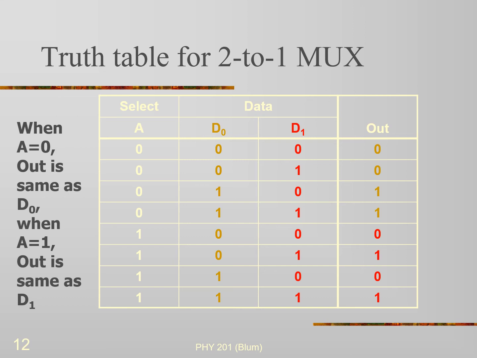When the select A is equal to 0, then the output should be equal to the input D0. And when the select is 1, then the output should be equal to the D1 input. And that's how we've set up this truth table. That's what a multiplexer does, and this is then the truth table for it.